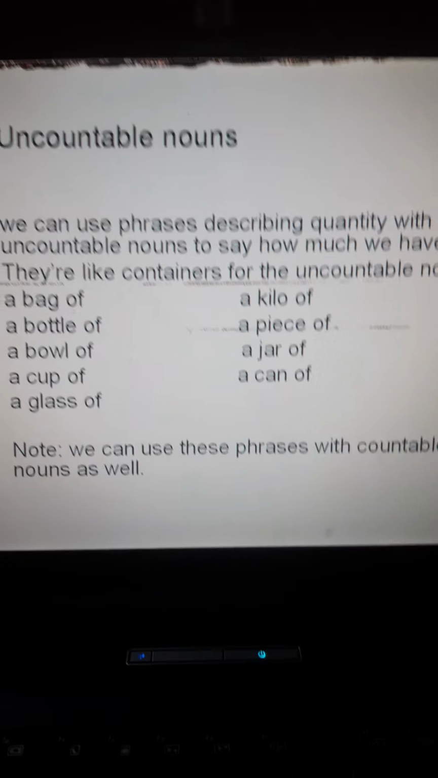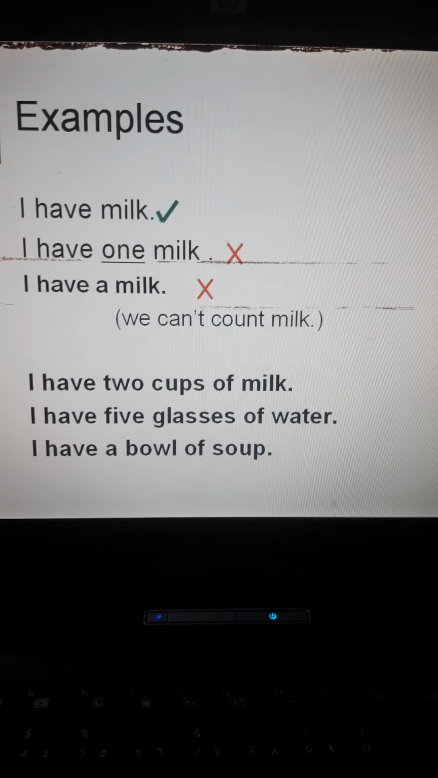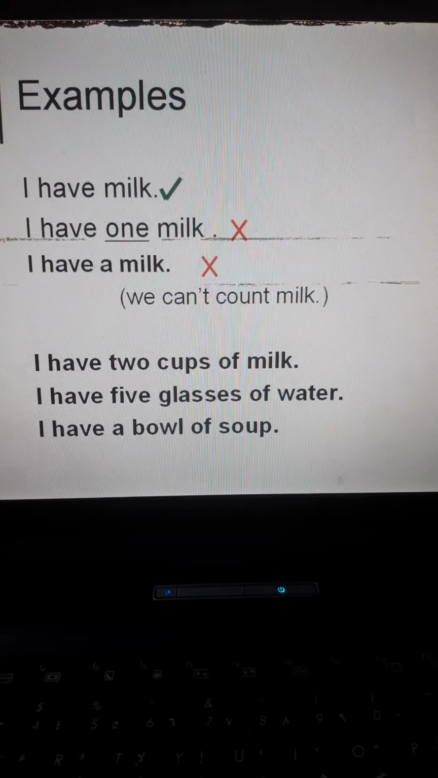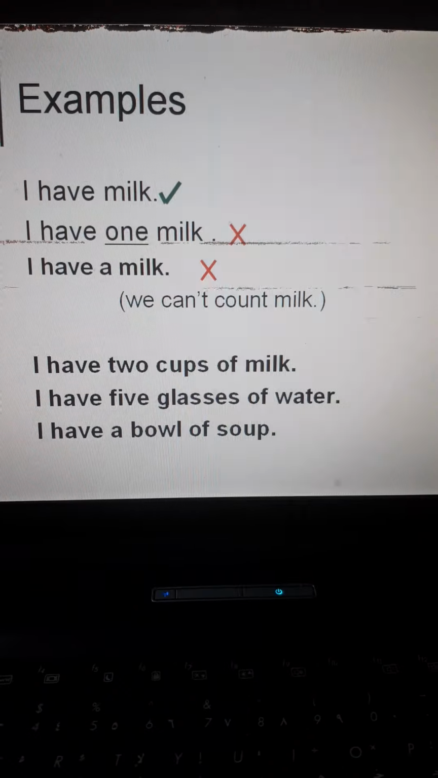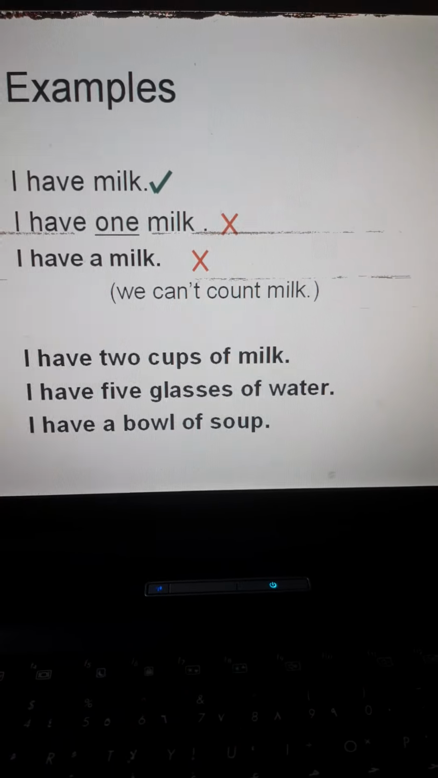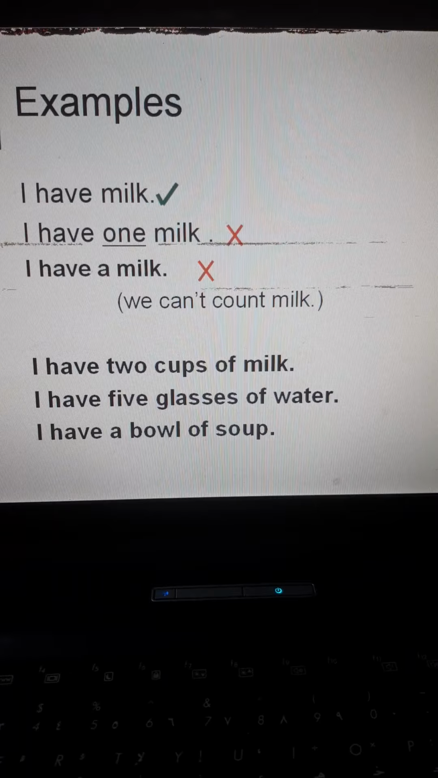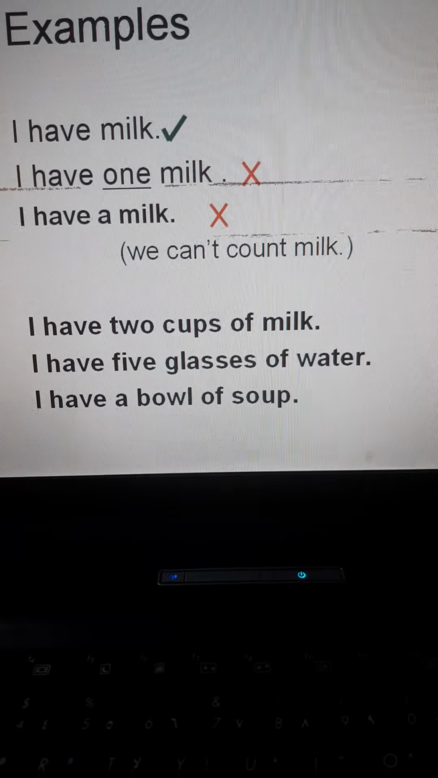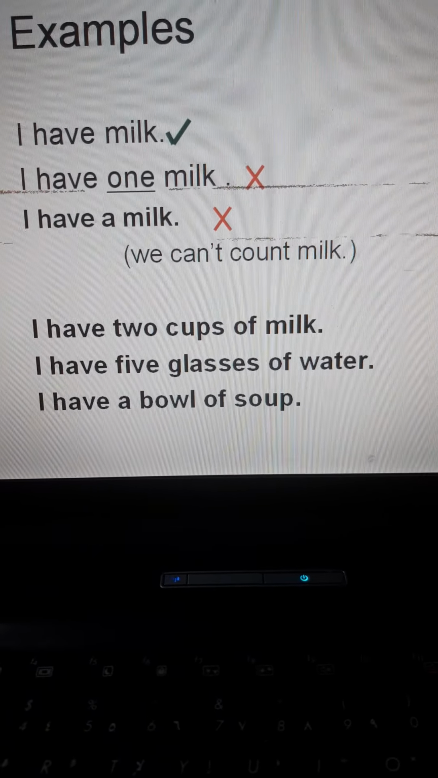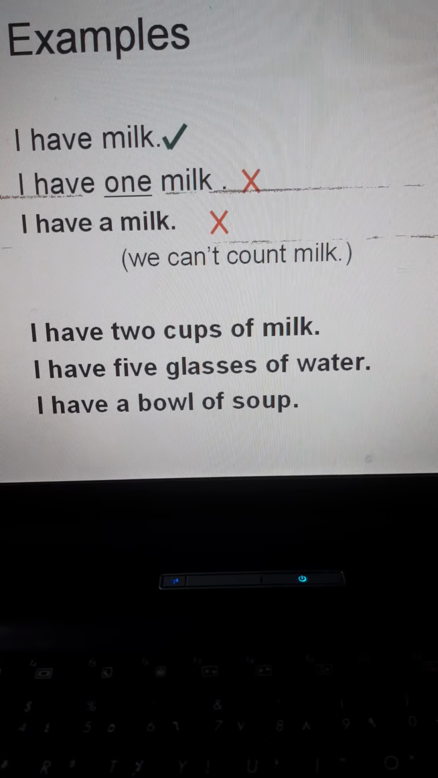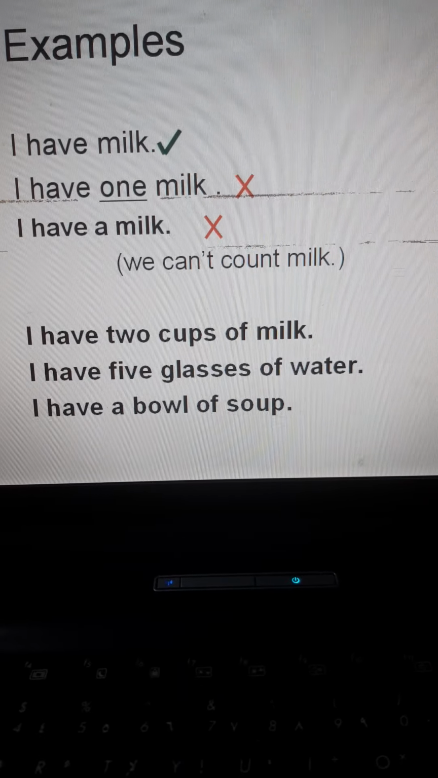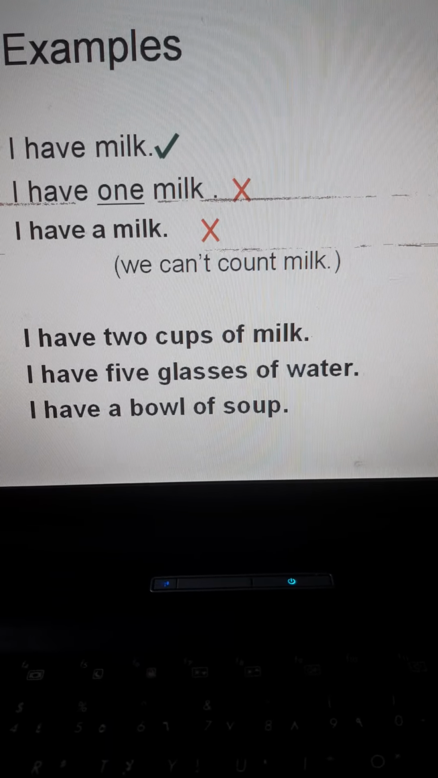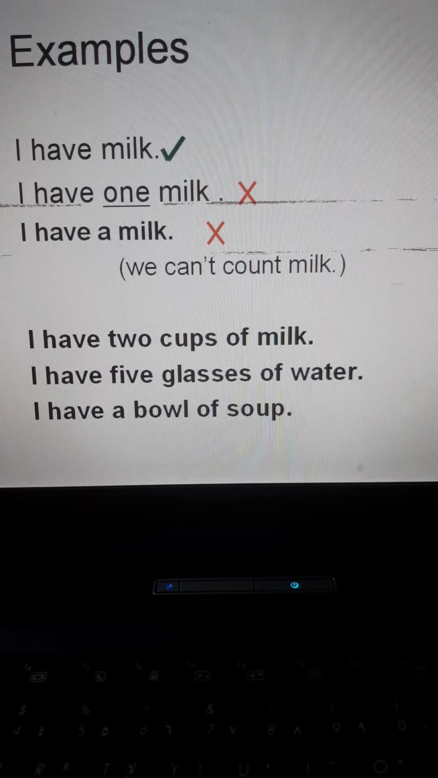فأنا لما بحكي مثلا, let's see, I have milk, it's true, correct. I have one milk, it's incorrect. ليش incorrect؟ Because we cannot count milk. I have a milk. Notice that a, we use it with a countable noun. Okay? Like I have a dog is correct. I have a milk is incorrect.